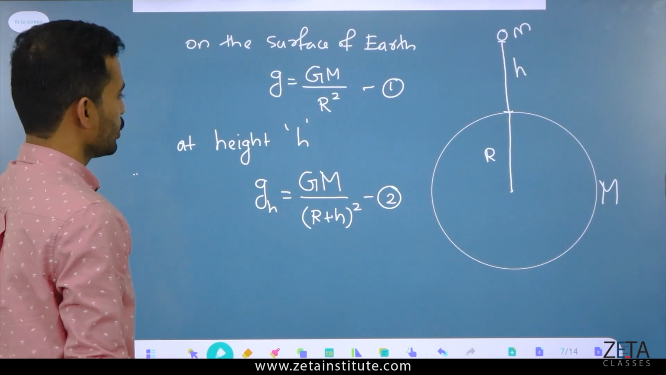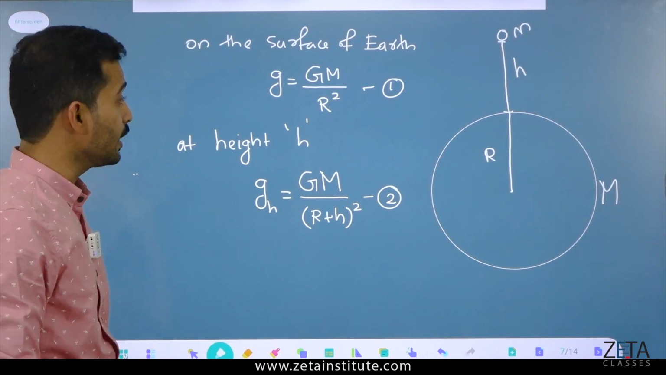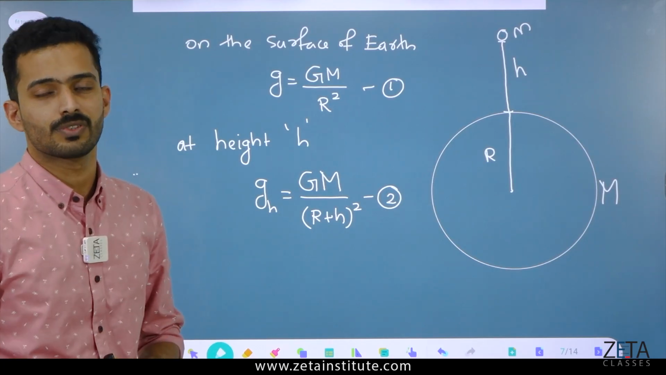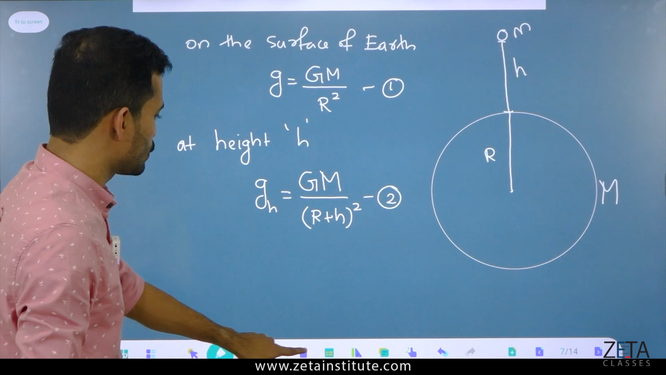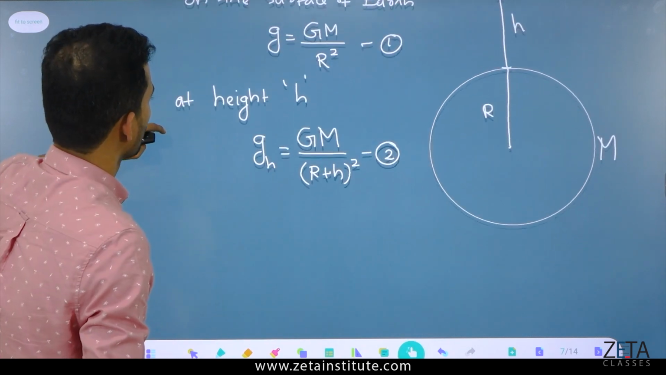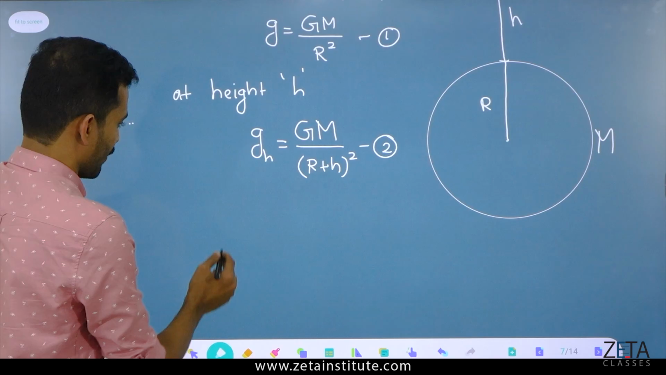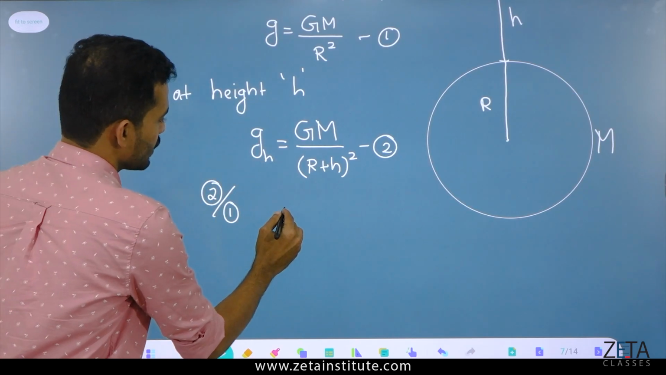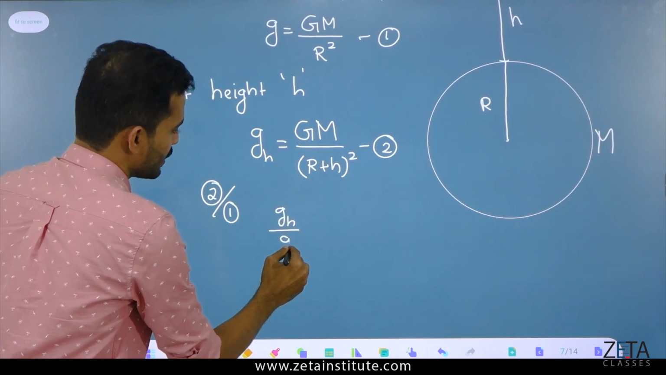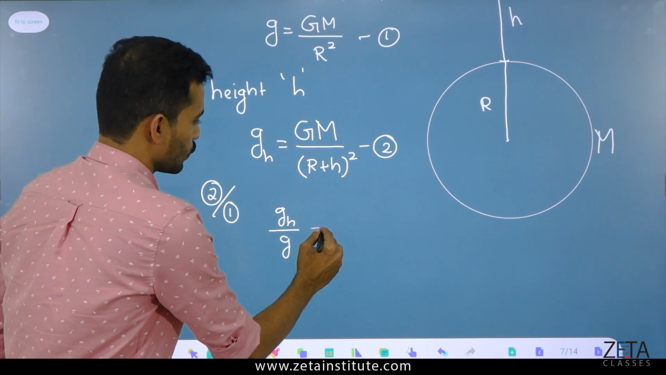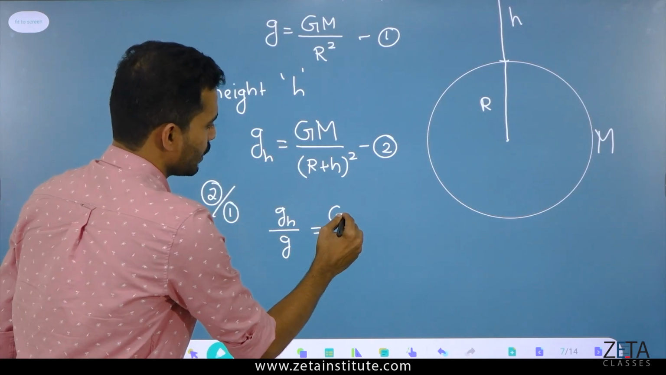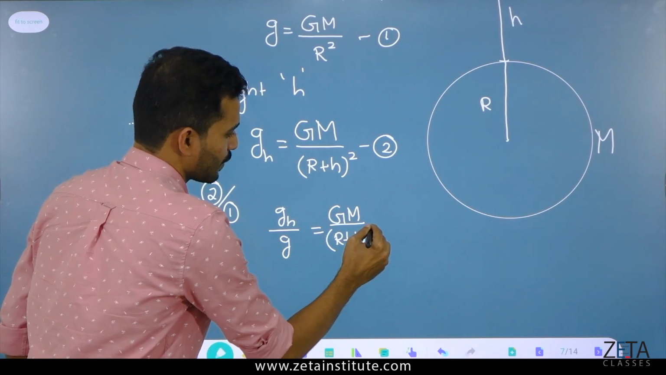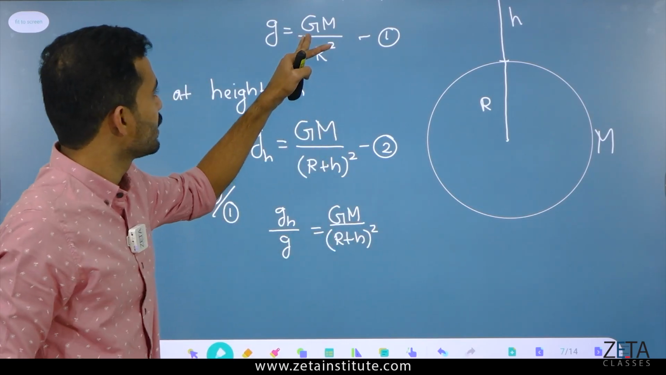The next step, you have to find the value of acceleration due to gravity in terms of this g. g means acceleration due to gravity on the surface of the earth. So just divide equation 2 by 1. So how do we find the value? We are finding equation 2 divided by 1. So we can write gh divided by g is equal to, what is gh? That is GM divided by r plus h all square, all divided by GM by r square.